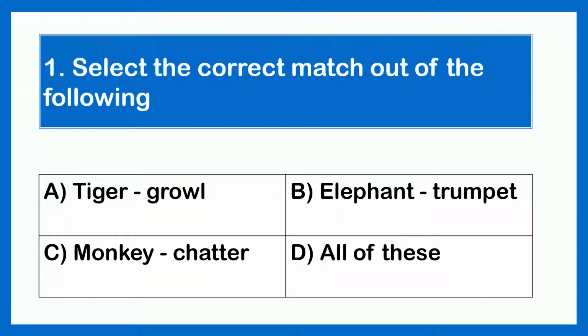Select the correct match out of the following. Option A, tiger, growl. Option B, elephant, trumpet. Option C, monkey, chatter. Option D, all of these. The answer is all of these. Yes, a tiger growls, elephant trumpets, monkey chatters.